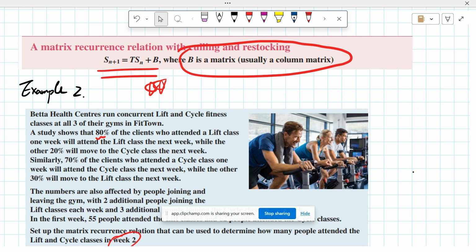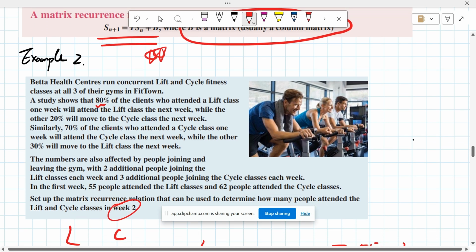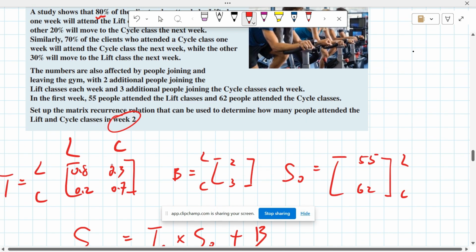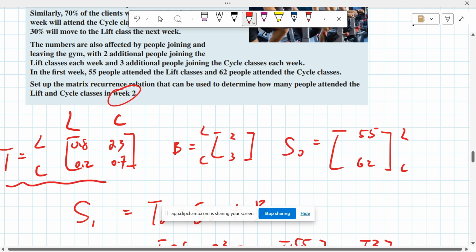If we have a health center with a lifting class and a cycle fitness class, we have 80% of clients who attend the lifting class in one week, and they will attend the lifting class again next week. And 20% move to the cycle class next week. So 70% attend the cycle class, and 30% go to the lifting class the next week. So this is the transition matrix with the lifting and the cycling.